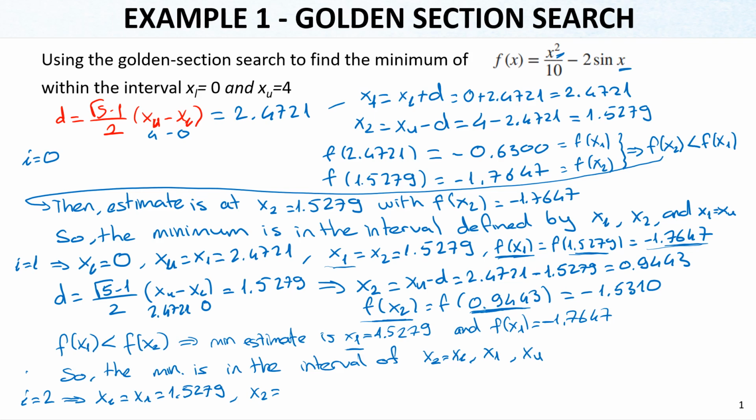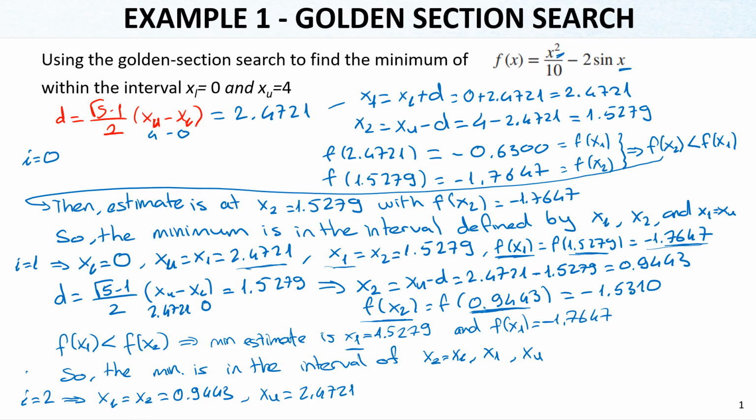So then in i equals 2, we will set, let's remove this, the lower bound XL is equivalent to x2 as we said, and it is 0.9443. Then we also have xu as the same, which was here, 2.4721, so it's the same, and we will calculate an x1 with the new XL.